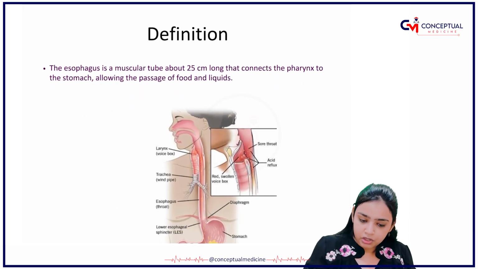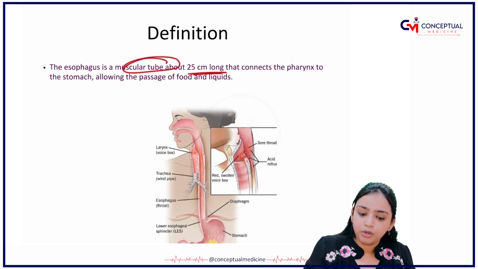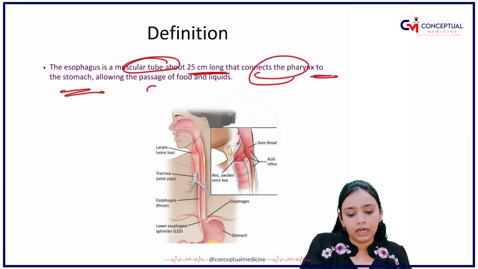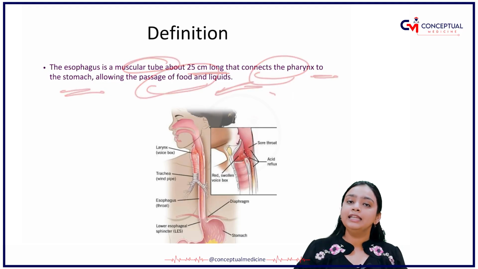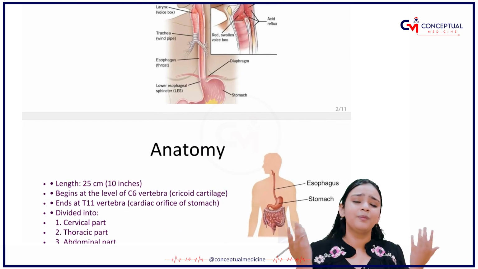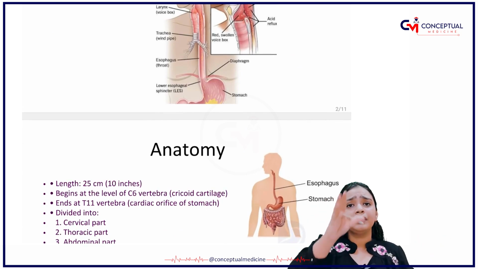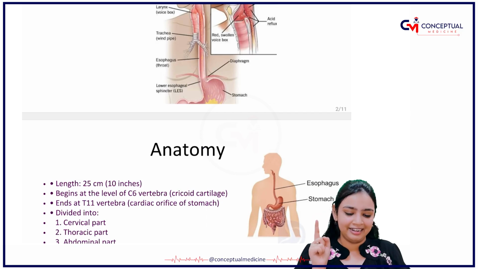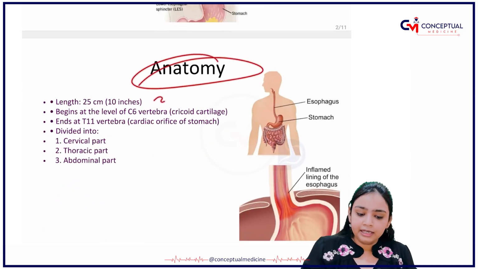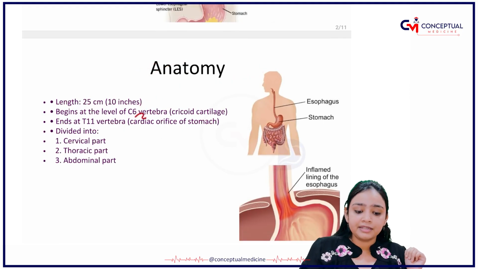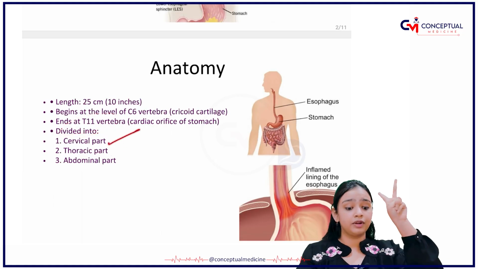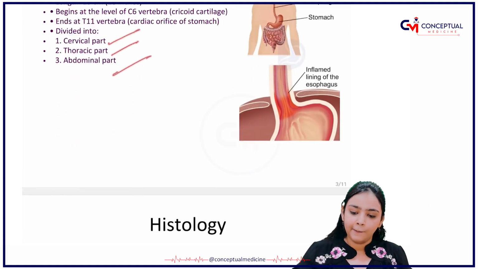So if I talk about the esophagus, it's a muscular tube about 25 centimeters long that connects your pharynx to your stomach, allowing the passage of foods and liquids. This we all know. We have read it in our first year, not even in our first year, we have started reading about the esophagus from our 7th standard. If I talk about the anatomy, the length is 25 centimeters. It begins at the level of C6 vertebra. Then it is divided into three parts. What are the three parts? Cervical part, thoracic part, and abdominal part.